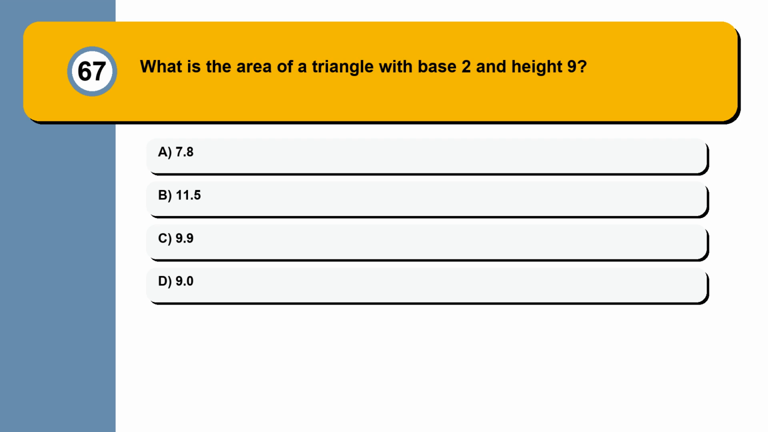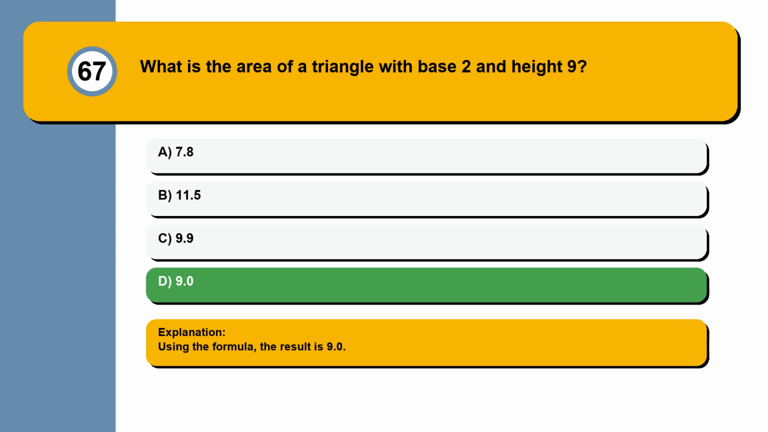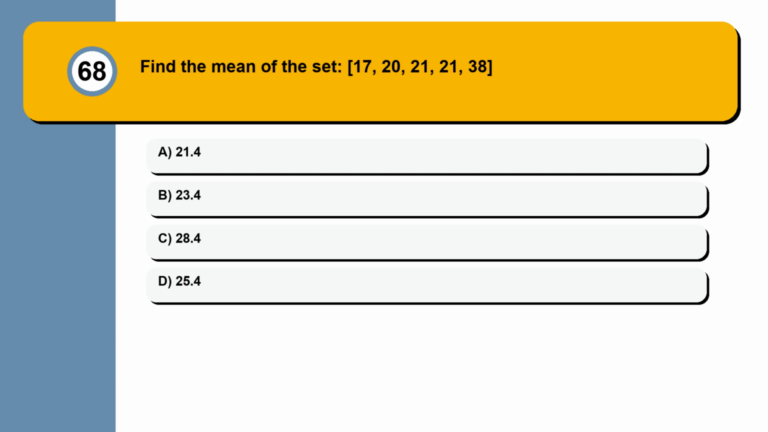Question 67. What is the area of a triangle with base 2 and height 9? 7.8, 11.5, 9.9, 9.0. Using the formula, the result is 9.0. Question 68. Find the mean of the set 17, 20, 21, 21, 38, 21.4, 23.4, 28.4, 25.4.